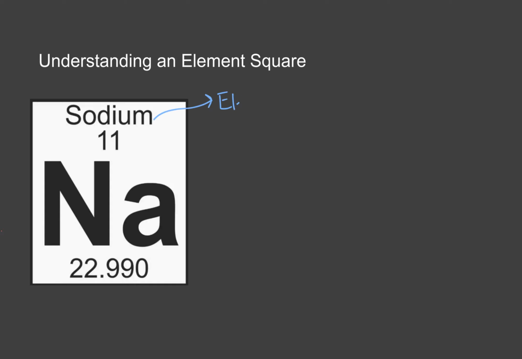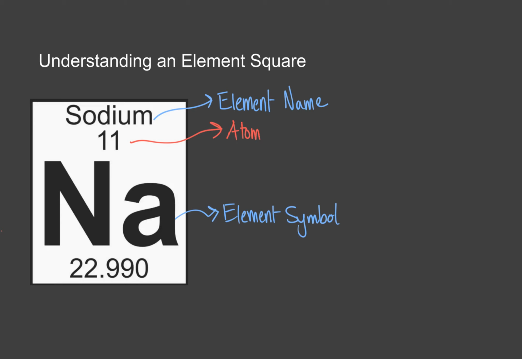the element name. In this case, it is sodium. We have the element symbol. We have the atomic number. And we have the atomic mass. The element name and element symbol are pretty self-explanatory. They just are the name and the symbol we use to abbreviate that name on the periodic table.